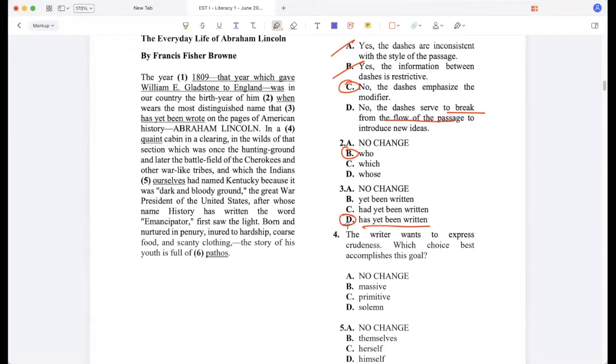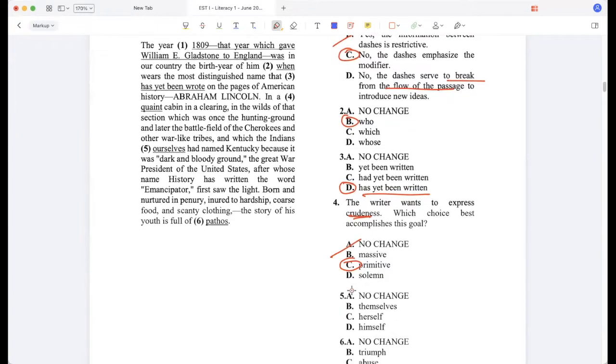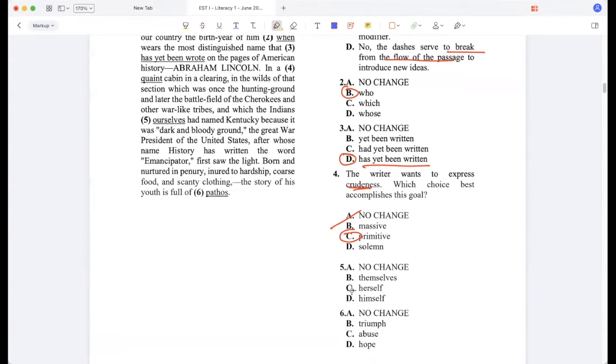Crudeness. Quaint doesn't have a negative connotation, so I would not go with that. Crude, I think, I would have to go with primitive, because crude is something which is not very refined, right? And in this case, I think primitive would make the best sense. And which the Indians themselves, right? Because I'm talking about Indians, so the emphasis will be themselves.